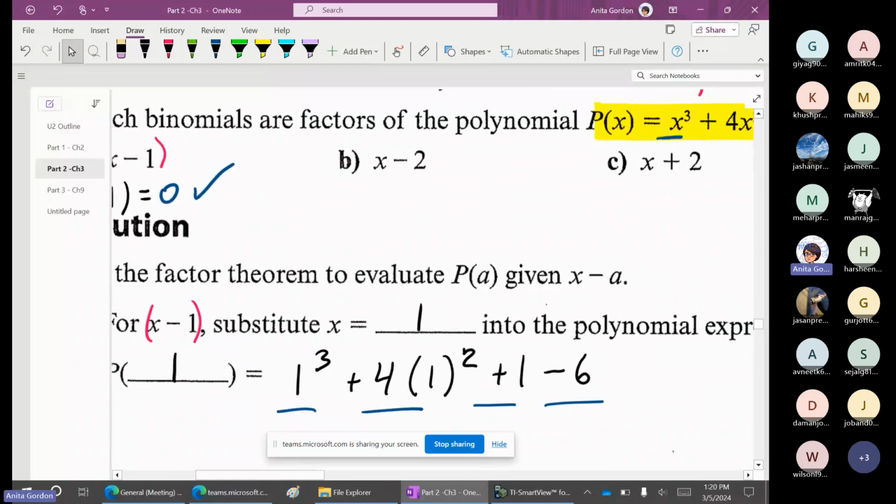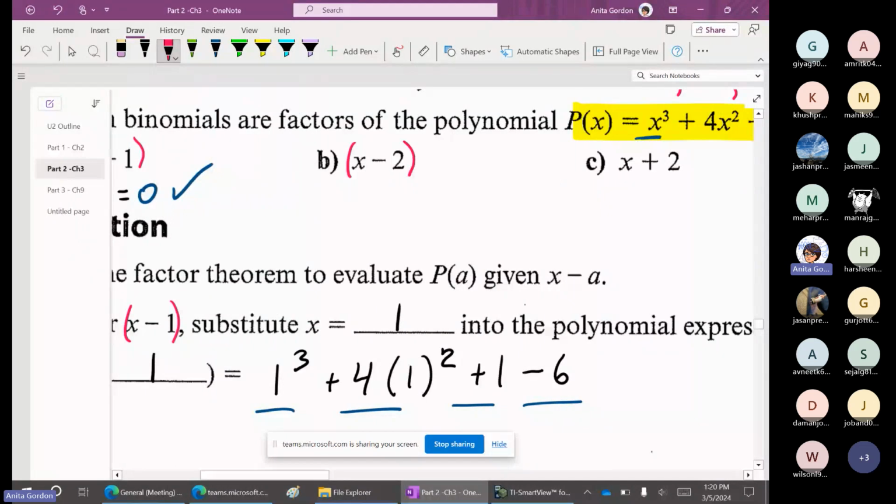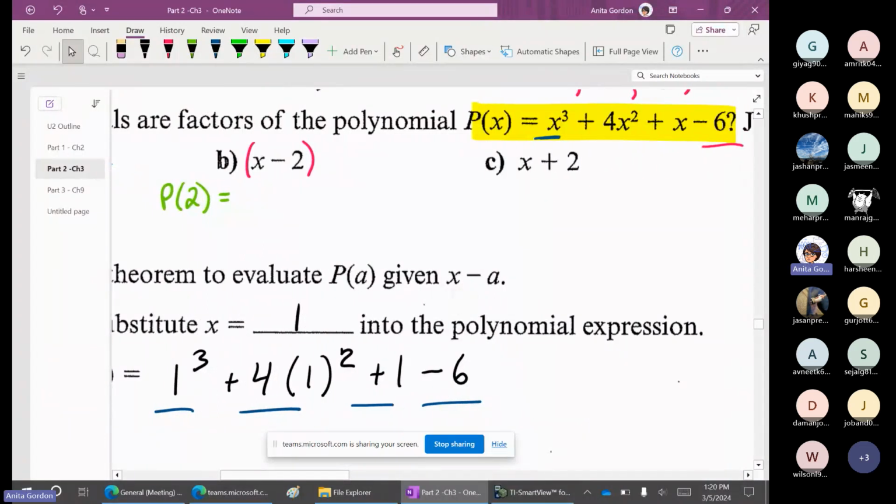Okay, let's look at the next one. If the factor x minus 2 exists, then I need to evaluate the function at positive 2. So again, some mental math. If I'm replacing what I see there with a positive 2, this is going to be 2 cubed, which is 8, plus 4 times 2 squared. This gives me 16, and already I know it's not going to work because the next number is a plus, and the only thing I'm minusing is a 6. So this is obviously not going to be 0. So this is not a factor.